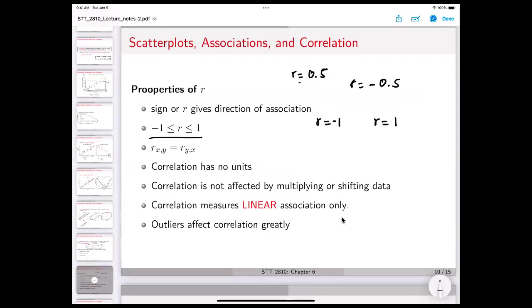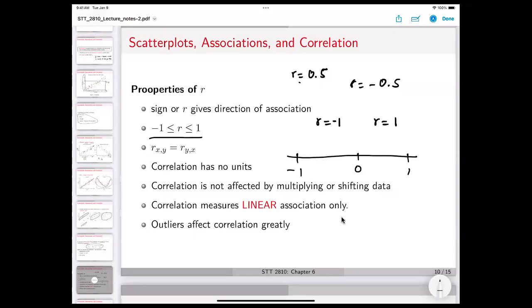So one thing I would also say is that when we have our number line here, -1 is here, 1 is here. Okay? It means that 0 is in the middle here. Does that make sense? Okay. And then we know that R gives us the what? The direction and then the strength, isn't it?